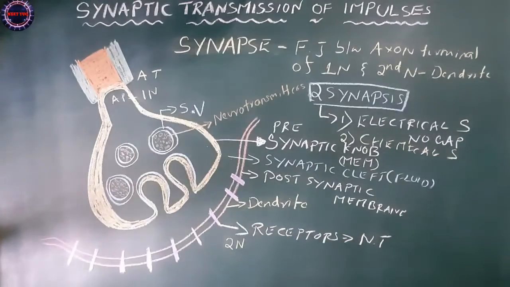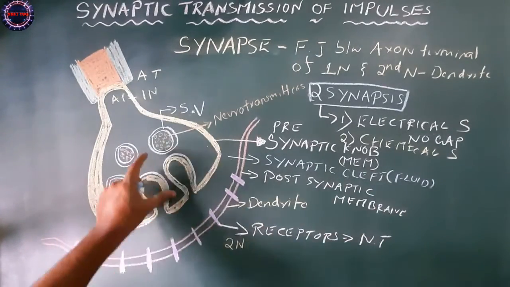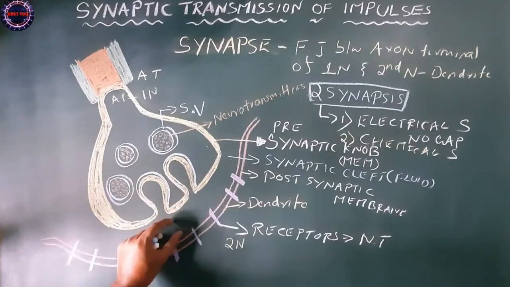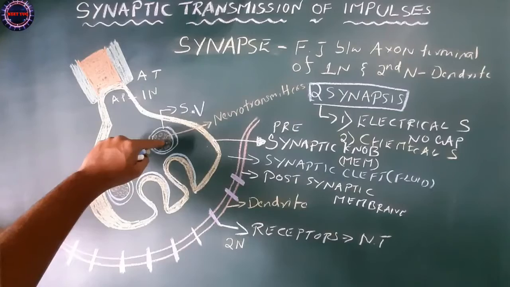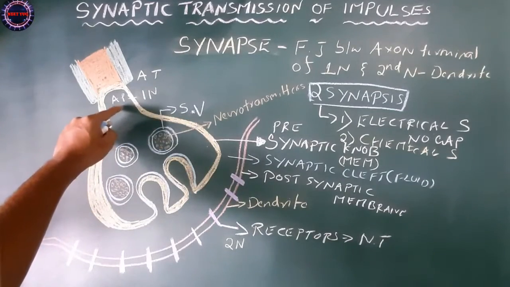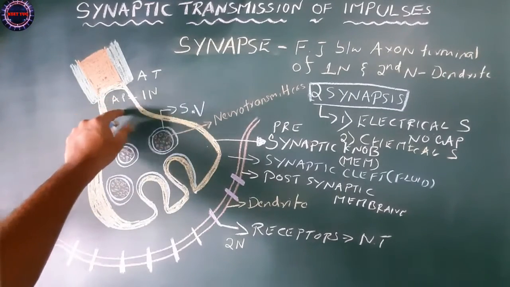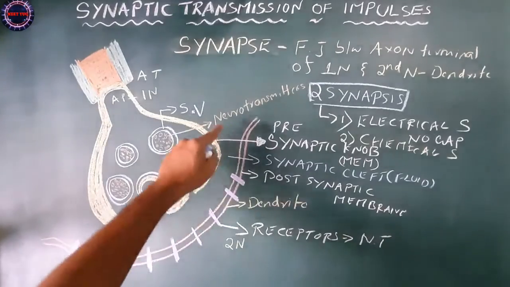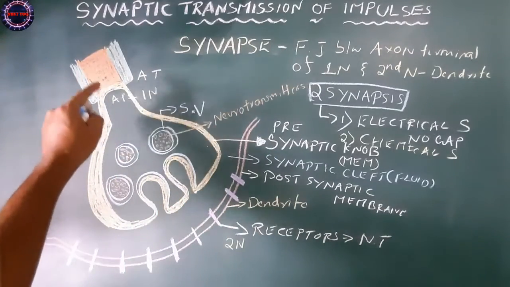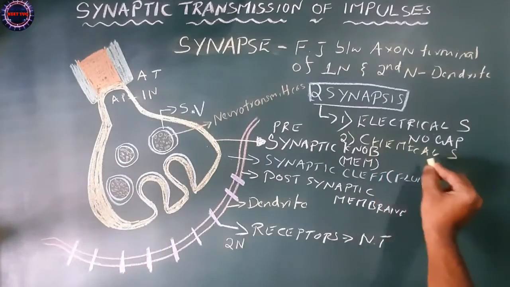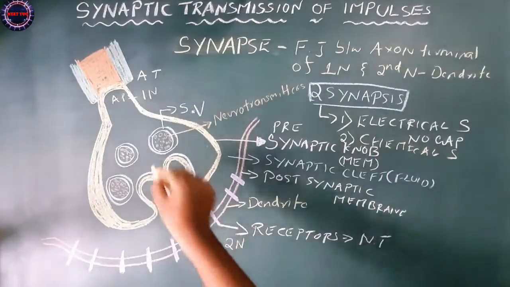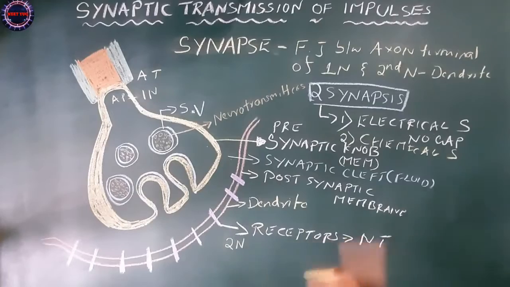This is the diagram of the chemical synapse. Here you can see these two neurons are separated by a gap. We need chemicals, that is neurotransmitters, for the transmission of the action potential from one neuron to the other neuron. Without neurotransmitter, we cannot transmit action potential from one neuron to the other. That is called the chemical synapse. Here we need chemicals for the transmission of the nerve impulse.